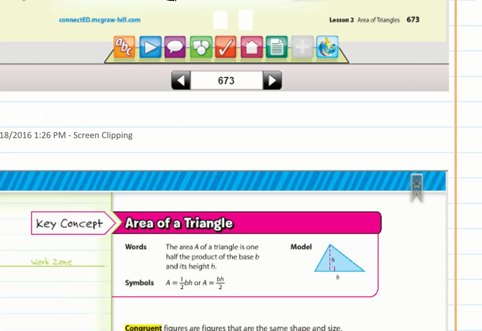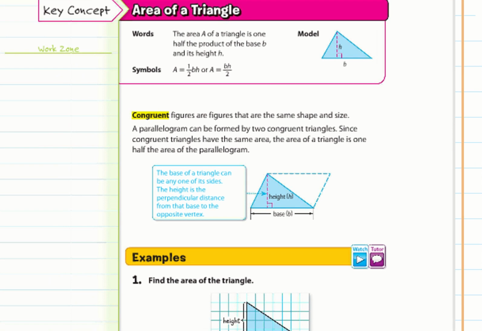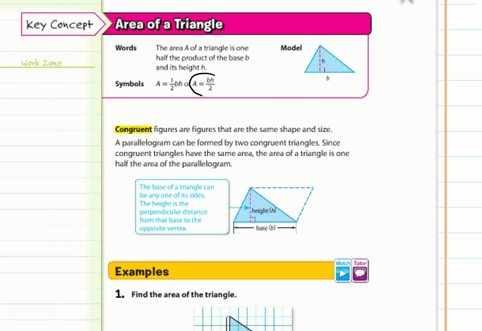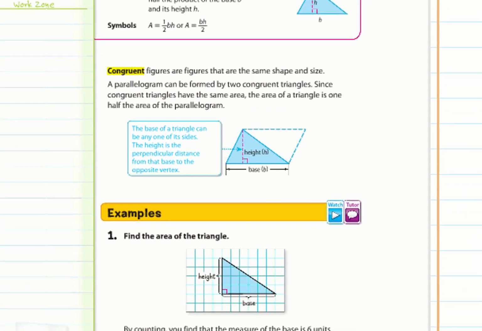Alright, so we're going to move on to area of a triangle. The area of a triangle is A equals 1/2 base times height, or area equals base times height divided by 2. I will be using this formula throughout the video, but both formulas do work. One vocabulary word we need to know: congruent figures are figures that are the same shape and size. If you look at the triangles down below, there are 2 triangles, same shape and same size, that form a parallelogram. So we know that half of the parallelogram is a triangle.